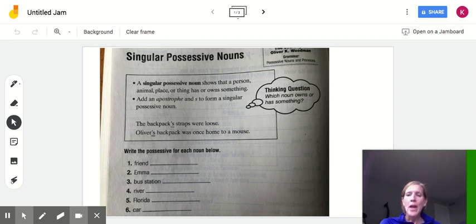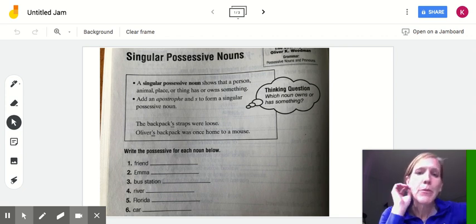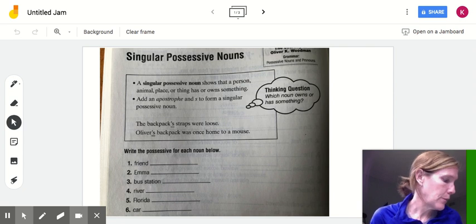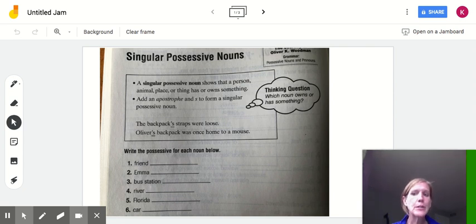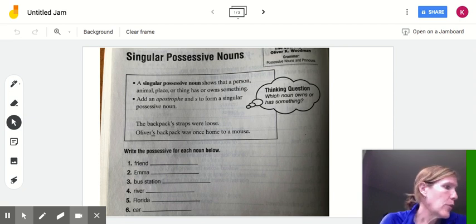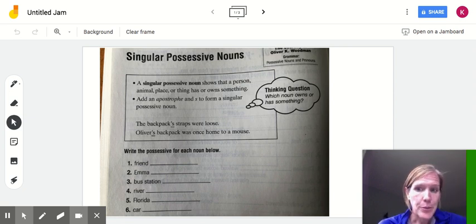Third grade. Okay, so today I want you to make sure you have your reader's notebook out, and we're going to take a look at page 118 and 119. Okay, both these pages are working with possessive nouns. Possession, we know, is when we show ownership.